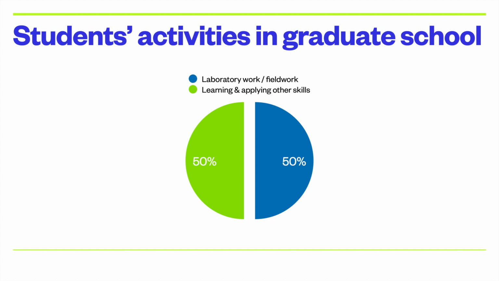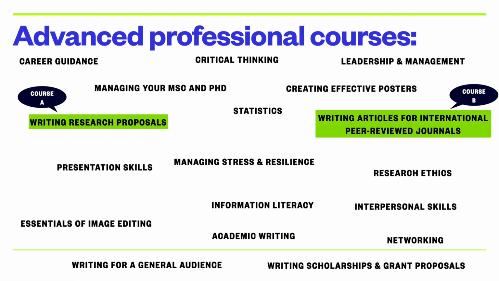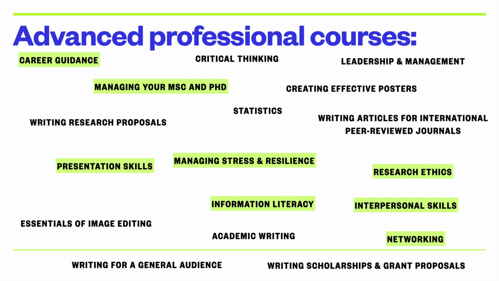This imbalance has been recognized by other universities, and some graduate schools have started addressing the problem by introducing advanced professional courses for their students. I'm showing an example of some of these professional courses on the screen. Highlighted in green are the 2 courses I offer. And critical thinking and academic writing are a large component of both courses. I also cover other useful skills as part of courses A and B, which I've highlighted in a lighter shade of green.